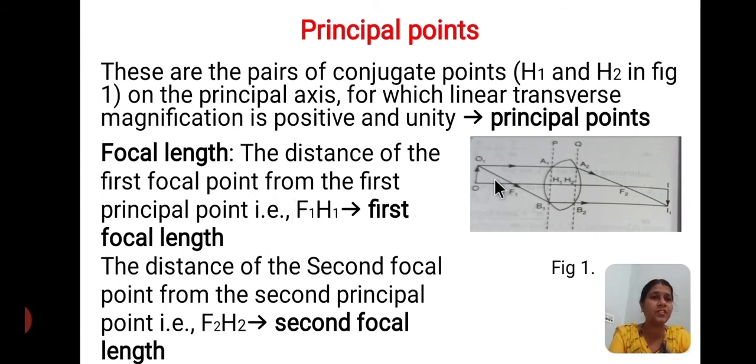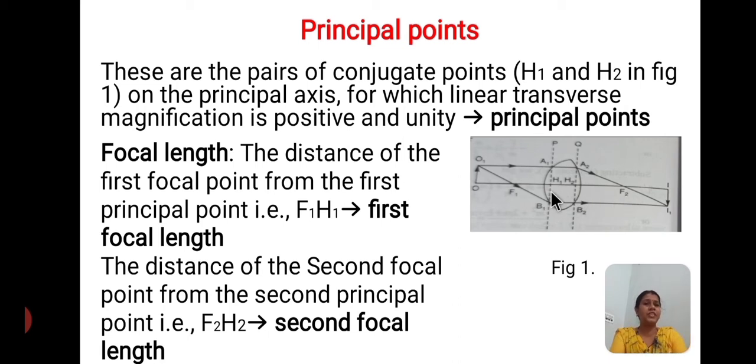Here F1 is the first focal point, and the first principal point, which one is the first principal point? H1 is the first principal point. So the distance from F1 to H1, this we call the first focal length. Okay student, now similarly there is a second focal length. Where is that? That is the distance of the second focal point, F2, from the second principal point, that is H2. From this H2 to F2, we get the second focal length here.